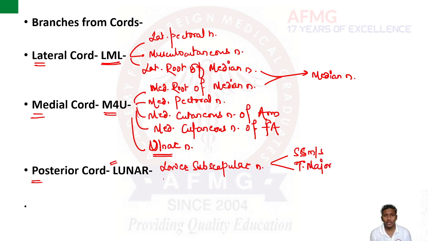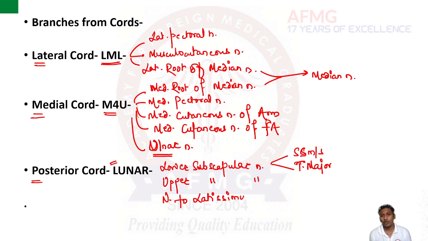Moving further, U goes for your upper subscapular nerve. It innervates the upper part of your subscapular muscle. Then N goes for your nerve to latissimus dorsi.